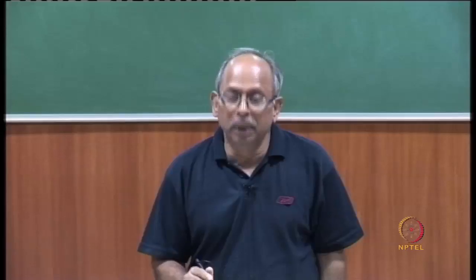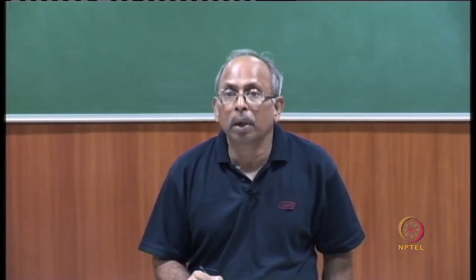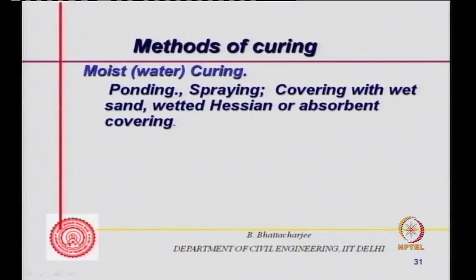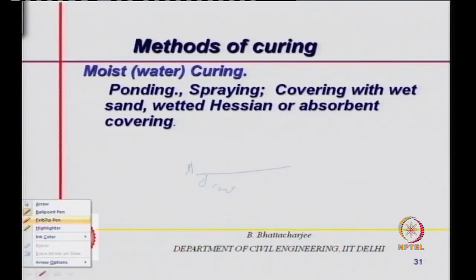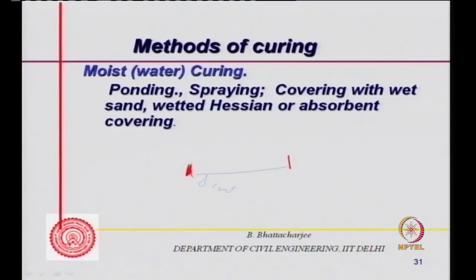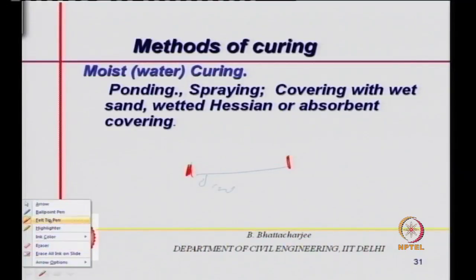Methods of curing: obviously, water curing is number one. Ponding, spraying, that's how you do it. If it is a slab like this, with concrete here, you make some sort of barrier on both these sides and simply do ponding.